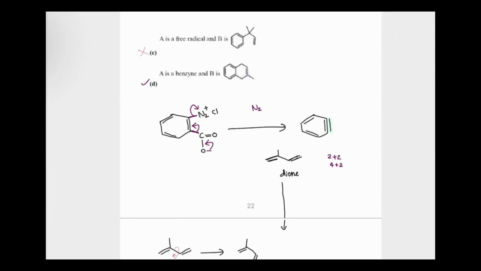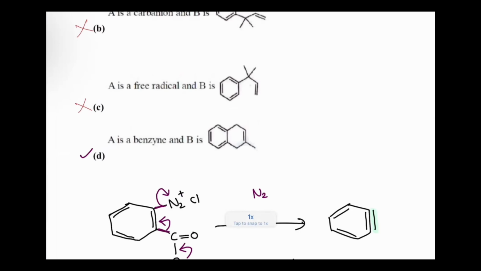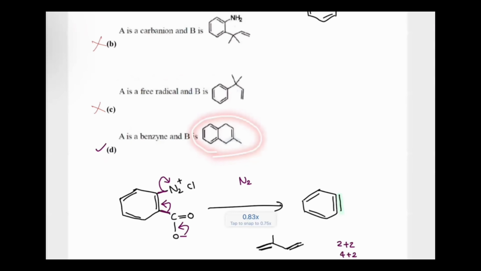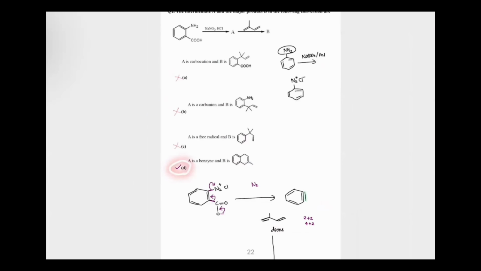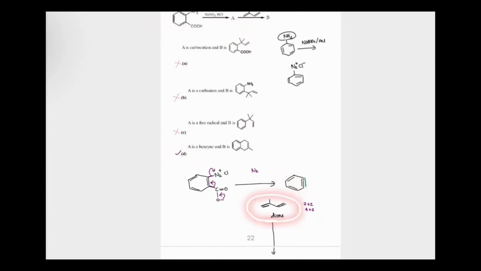Now if we go back to the options, we can see this is the product that we are getting. So in this question, the correct answer will be option D. After the first step we get benzyne, and after the reaction with this diene, we get the 4+2 cycloaddition product as this.